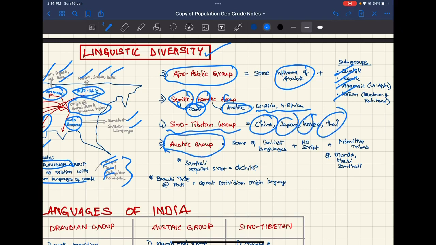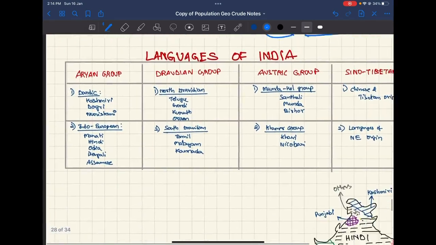Austric group, they are some of the earliest languages. They do not have any script. These are used by primitive tribes like Munda, Khasi, and Santali. Also note that Ol Chiki is the script Santali acquired recently. Brahui is a tribe in Pakistan which speaks a Dravidian origin language.